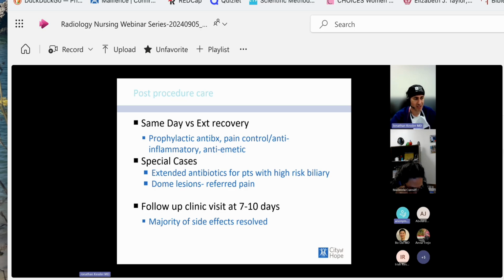The other issue with ablation is that sometimes we're treating tumors that are very close to the surface of the liver. The surface of the liver has all the nerve fibers in it. So pain after this can be worse. It can be localized pain after an ablation. That's sometimes the reason why we have to keep people in the hospital overnight.